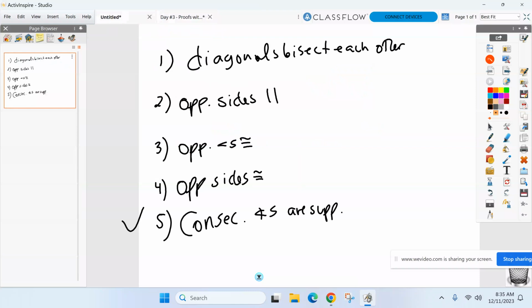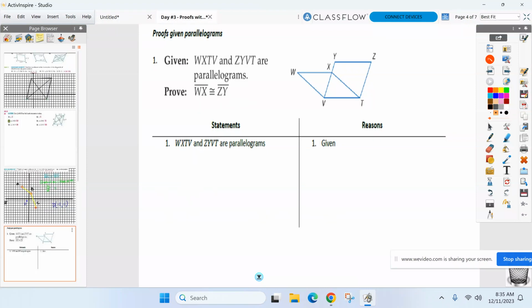So we're looking at these four are the main ones. So I want to start you off with just a basic proof, very basic. Look at what the givens say. These two are parallelograms. So all those properties I just had up on the board apply. Get me WX and ZY congruent.